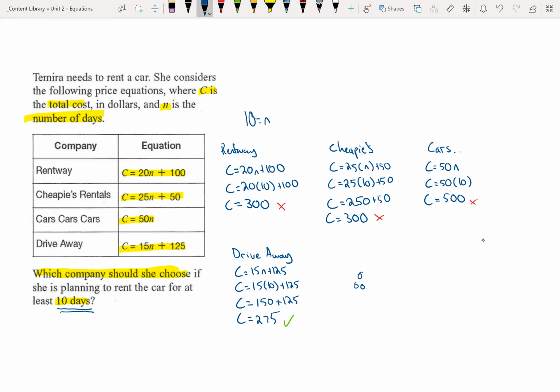So therefore, she should choose Drive Away. So we've gone through, we've done something, we've answered the question, and it makes sense because we've proven that it is the cheapest. So again, the key thing here, you want to make sure you pick which one is the cheapest, not just go through and solve the equations, because again, what is the question asking? It's not asking for the cost for each one, it's asking for which one she should choose.